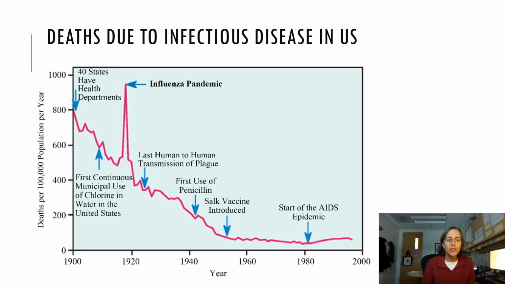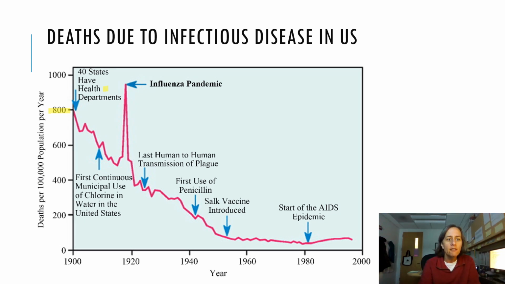And so it used to be that infectious diseases were about 800 per 100,000 population per year. I like this because it's controlled for the population, which is very important because our population has exploded over the last century. But anyway, let's look at some of the major developments and the impact that it had.